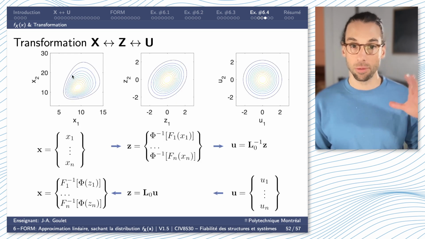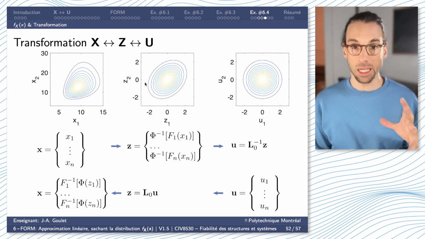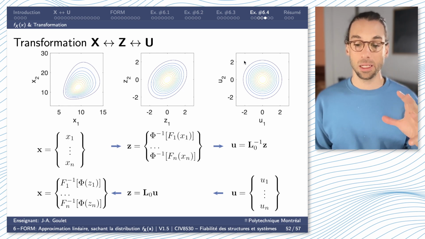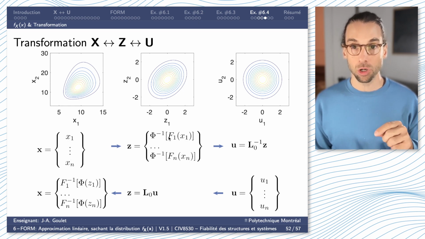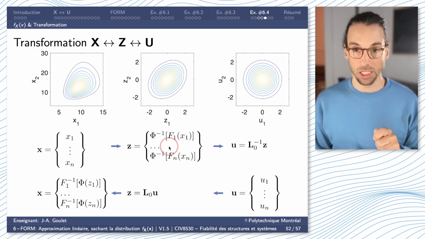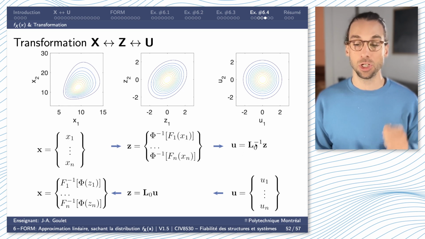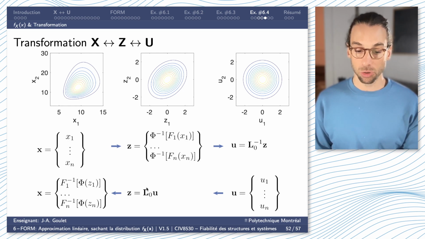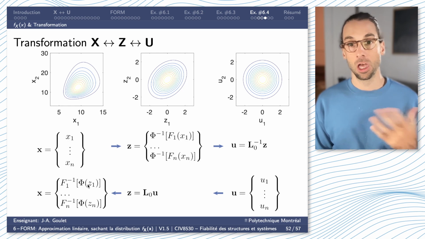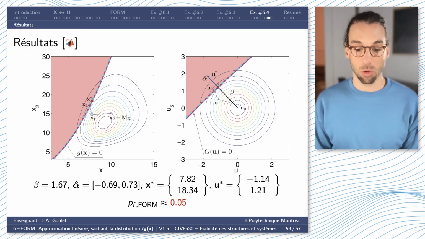So again, we go from original space X to Z, correlated standard normal space, to uncorrelated standard normal space. Here, I do a one-to-one transformation using the equality of the CDF. From this to there, I remove the correlation by simply multiplying by the inverse of the Cholesky decomposition of my R0 matrix. And I can do the reverse path going from U to Z by multiplying by that Cholesky decomposition. And I go from Z to X by the inverse of my CDF equalities.